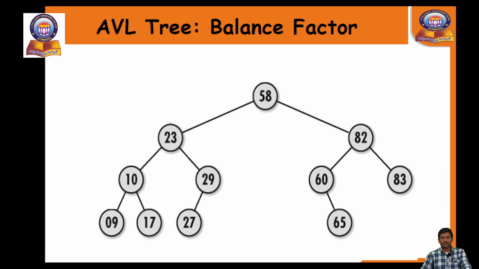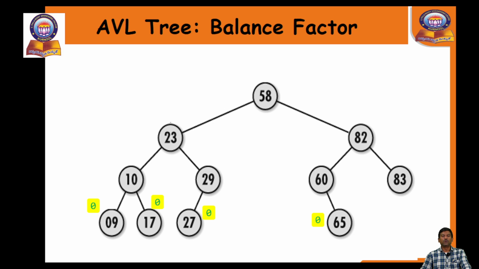And take another example. If you need to identify the balance factor, you should also identify whether it is an AVL tree or not. So how do we start? The same thing which I've explained. Start with the leaf nodes, that is node 9, node 17, node 27, and node 65. All these leaf nodes have the balance factor equal to 0.